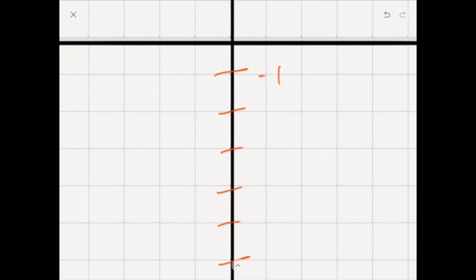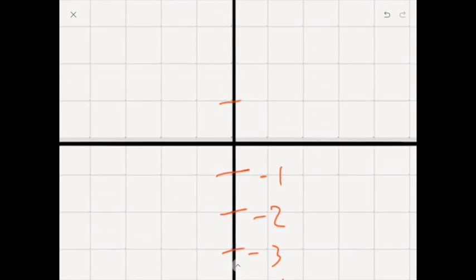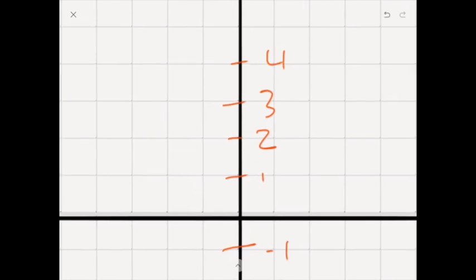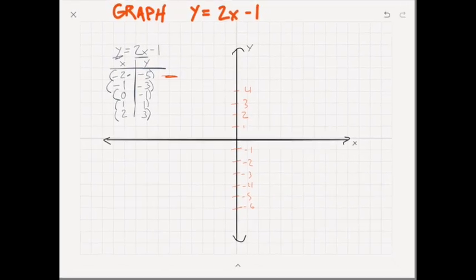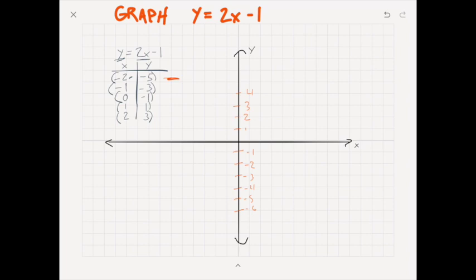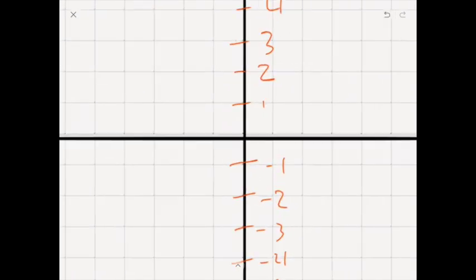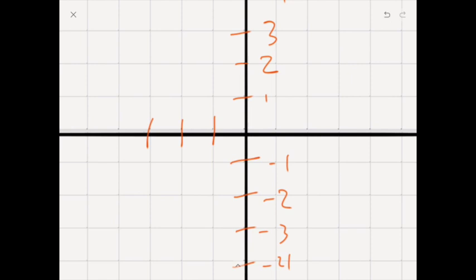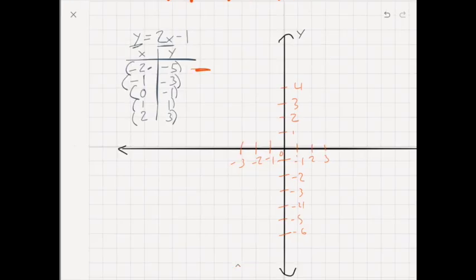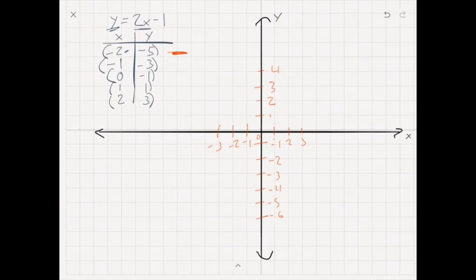So here's -1, -2, -3, -4, -5, -6. And I do the top the same way, 1, 2, 3, 4. It's probably good enough. And then I've got pretty standard 2 to -2 on my x-axis, and I'm going to scale that one the same way. -3, -2, -1, 0 at the corner, then 1, 2, 3. It's good enough. Now I'm ready to put my points on.